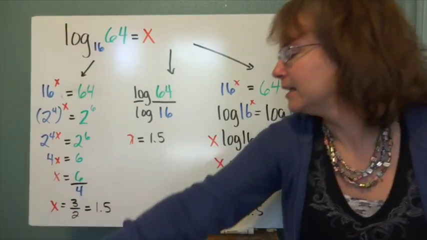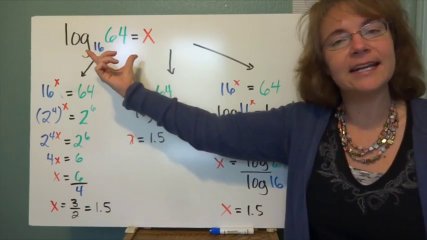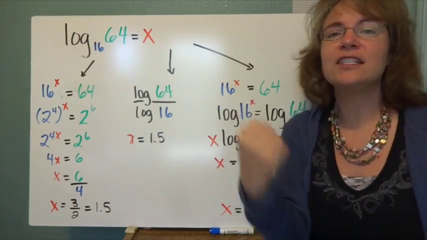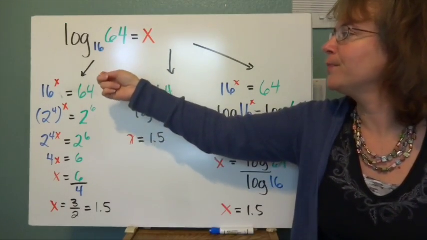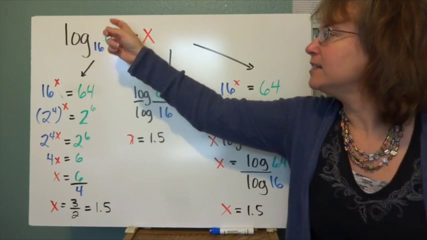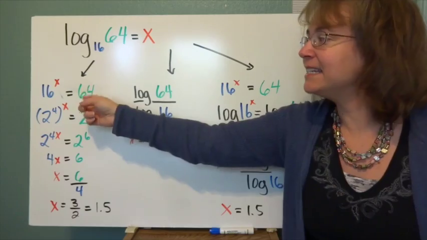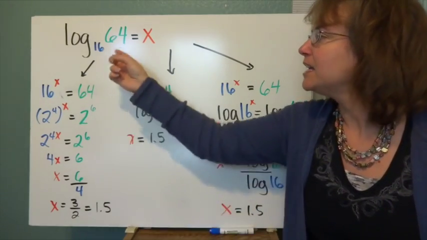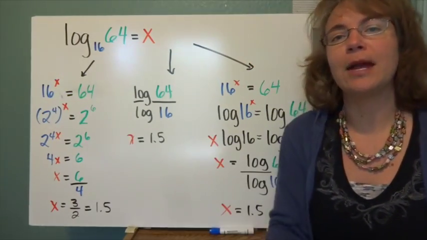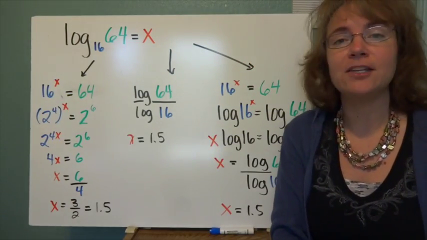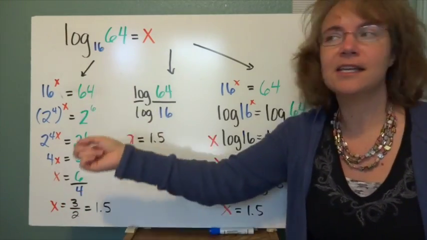So now, let's look at a log. This is written in log form, and I could write it in exponential form. But let's look at 3 different ways to solve this and make everything kind of come together that we've done so far. So one way I can do this, I have 16 to the x equals 64. And I see here, and this doesn't always happen, it only happens when you can write them as the same base. I happen to be able to write both of those as a base 2.